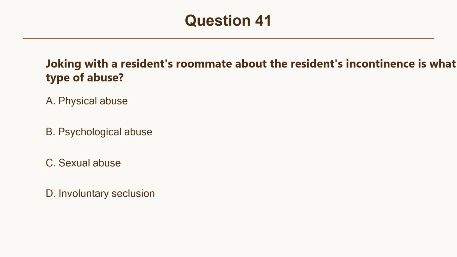Question 41. Joking with a resident's roommate about the resident's incontinence is what type of abuse? Option A. Physical abuse. Option B. Psychological abuse. Option C. Sexual abuse. Option D. Involuntary seclusion. The correct answer is option B. Psychological abuse.